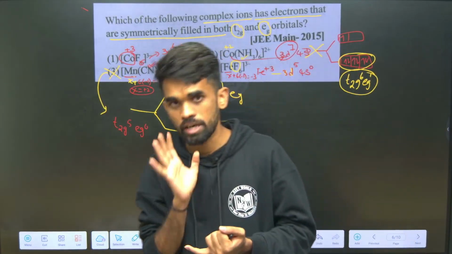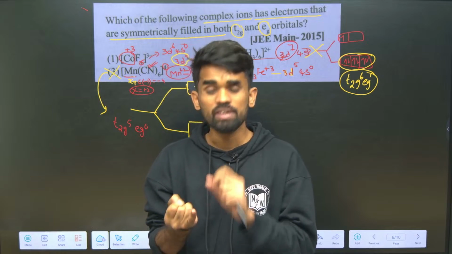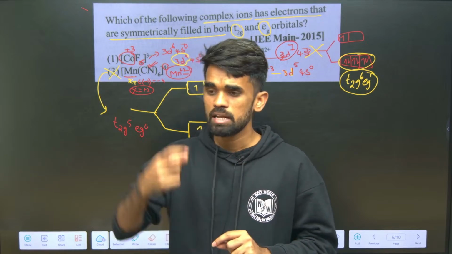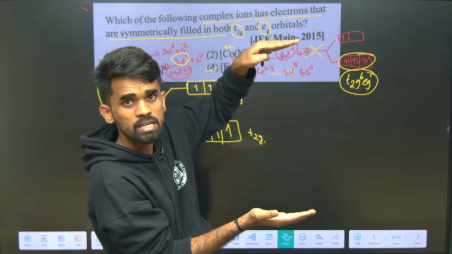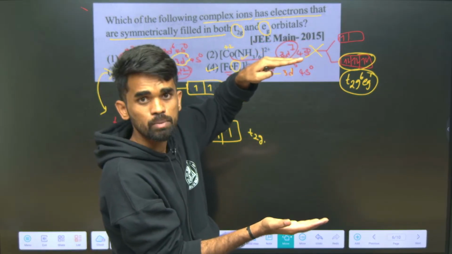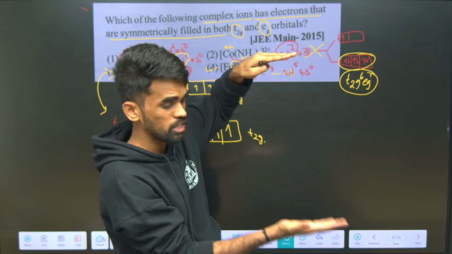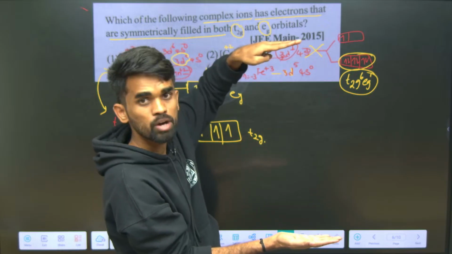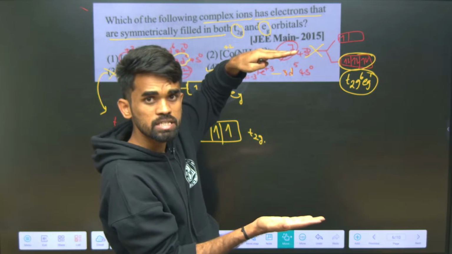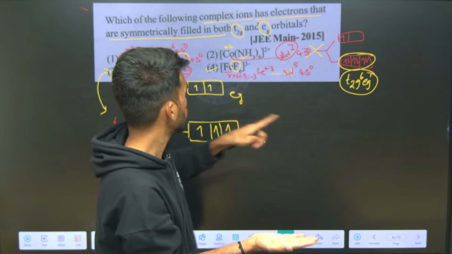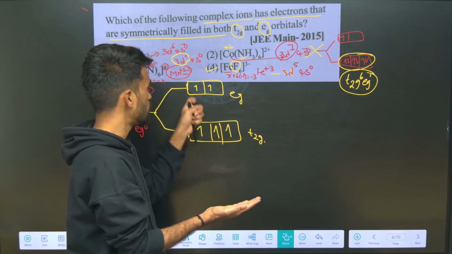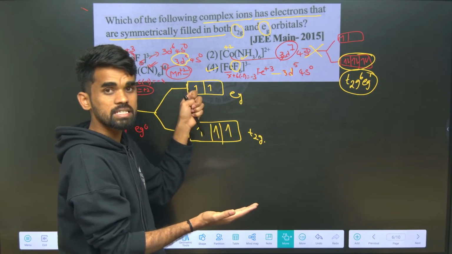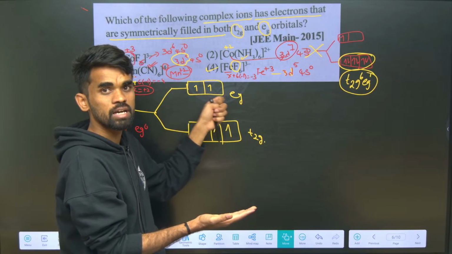Whenever you have octahedral complexes, remember this point. There are 2 types of splitting. One is the t2g set, another one is the eg set. Two sets of orbitals will be there: t2g set orbitals down, eg set orbitals up. How many t2g set orbitals? 3: dxy, dyz, dxz. And what about the eg set? Along the axis, what are the orbitals? We have dx square minus y square and dz square.